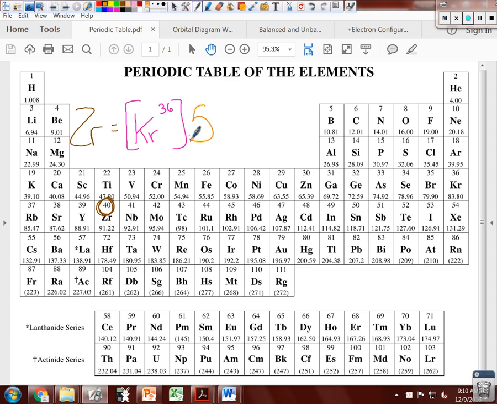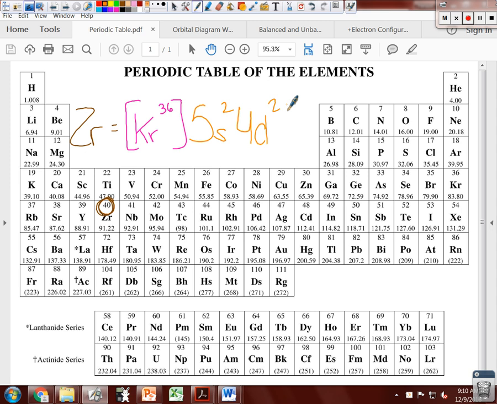5s. Am I going to use both of those? Yep. Be very careful here. What's the next value? 4d. And what is it? 4d2. That's it.